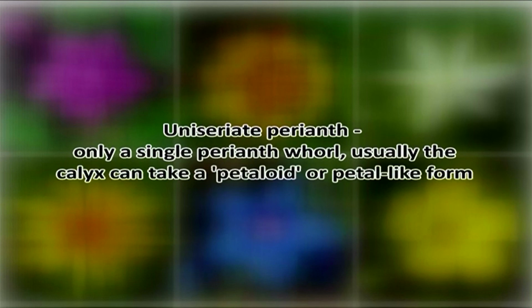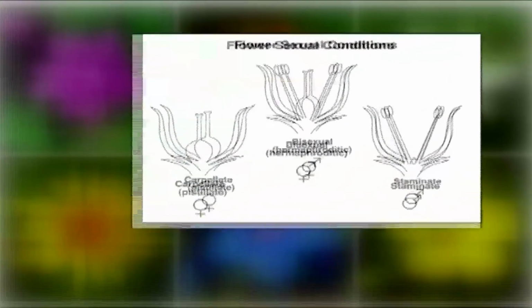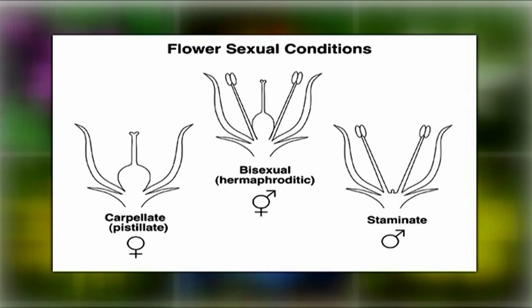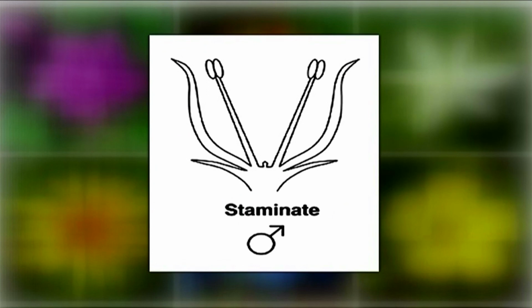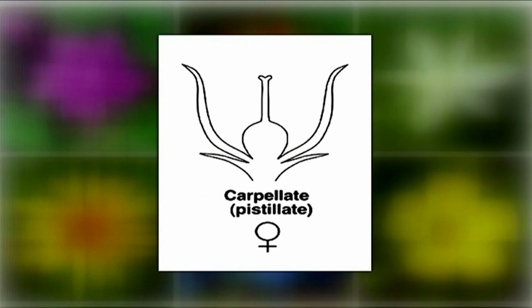Uniseriate perianth, where only a single perianth whorl is present, usually the calyx, which when alone can take a petaloid or petal-like form. Flowers may be perfect, with both reproductive whorls present in the flower, or may be imperfect, where one of the 2 reproductive whorls is missing, with the flower unisexual in terms of reproductive function. The unisexual flowers can be staminate, where only stamens are present and gynoecium is lacking, or may be pistillate, where only carpels are found but no stamens.